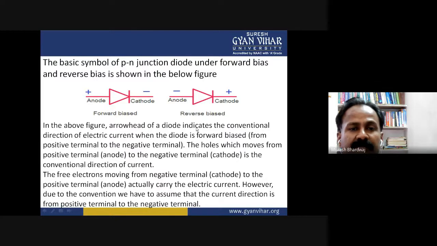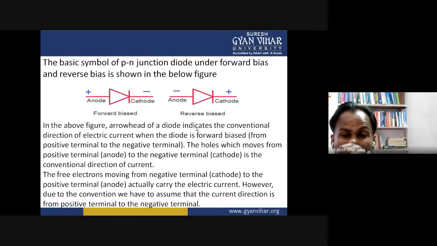The basic symbol of PN junction diode under forward bias and reverse bias is shown in the given figure below. Forward bias: cathode, anode; cathode, reverse bias. The positive and negative signs show the battery potential, or the terminals of the batteries. In the above figure, the arrowhead of a diode indicates the conventional direction of electric current.